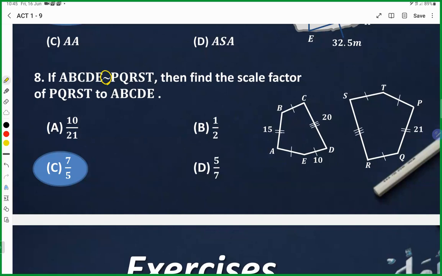See, where's the double slash here? I have a 15 here and I have double slash here. So directly from this shape to this shape is 15 to 21, which means divide by 3, divide by 3, 5 to 7. Is it enough? No.